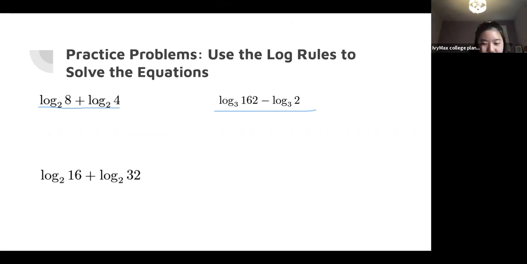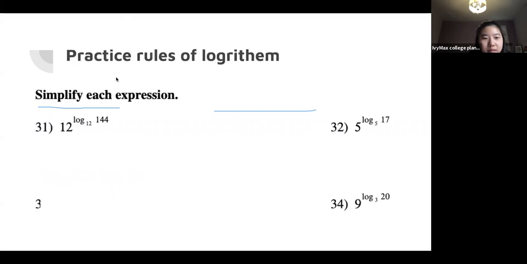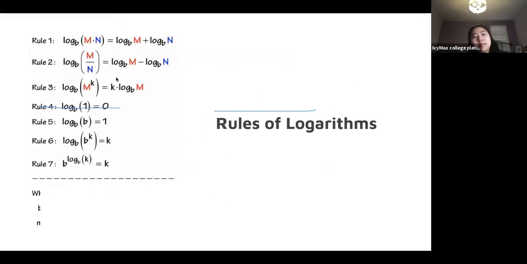Okay, so first of all, I hope you guys remember all the rules that we taught you last week. If not, don't worry, we'll go back to here. So we see that here log base b of m plus log base b of n is times, right? So let's go back here.